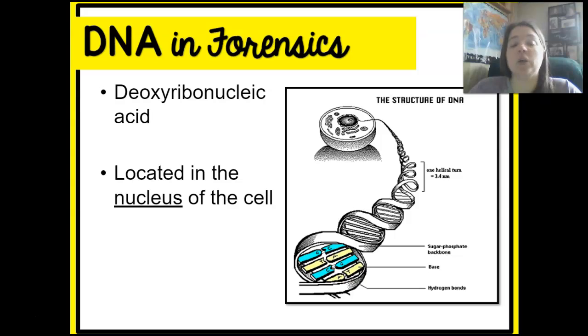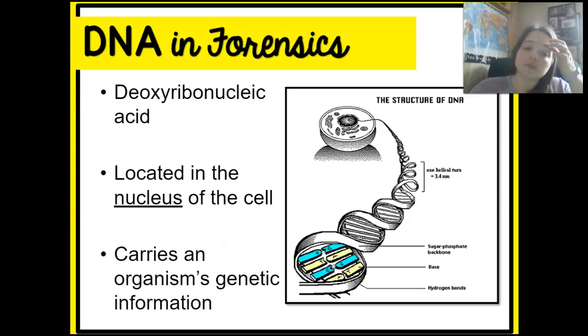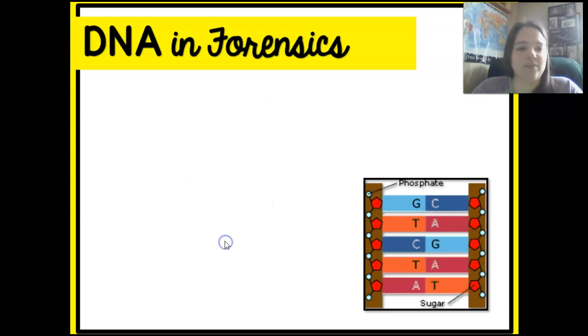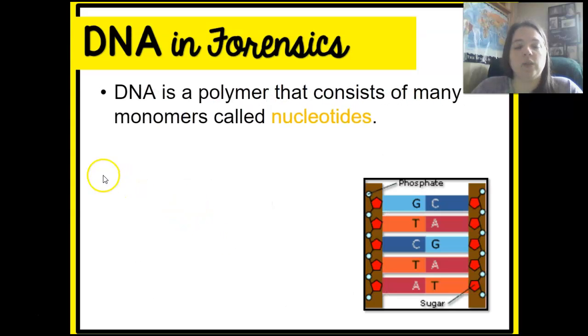It's located in the nucleus of the cell. That means the center of the cell. It carries an organism's genetic information. So it could be plant DNA, animal DNA, human DNA, tree DNA, all of it. Okay, so DNA is a polymer that consists of many monomers called nucleotides.